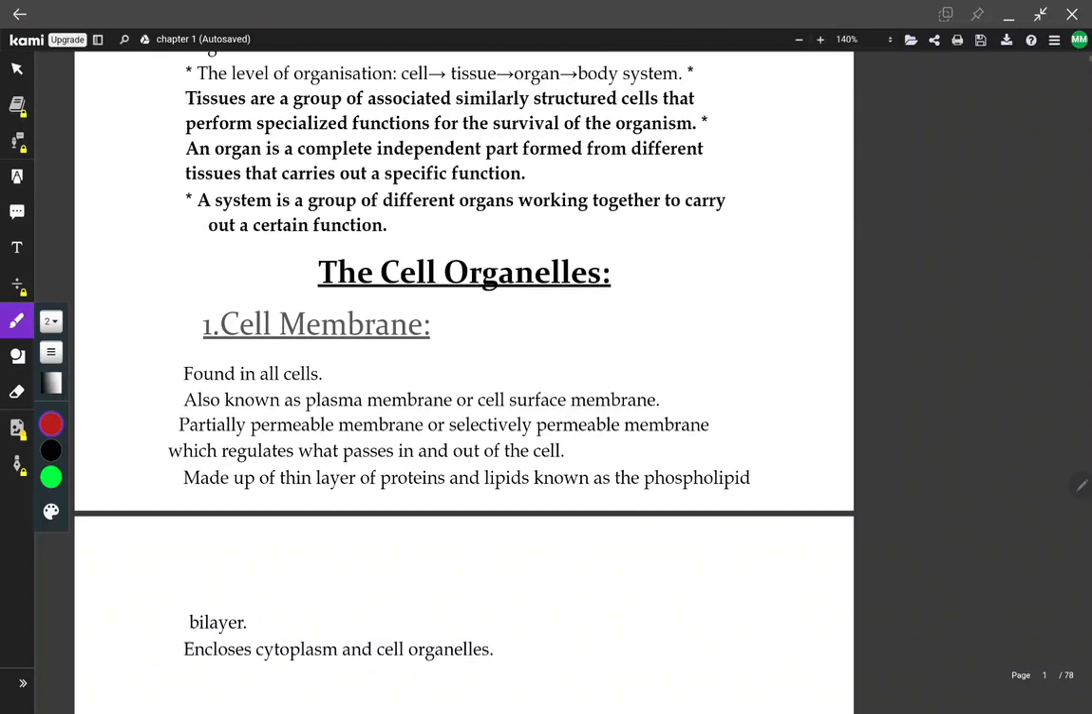The brain controls the activities of the body. The lungs are for breathing and for gas exchange. So each different organ carries out a specific function, and each different organ is made up of different tissues. An organ system or a body system consists of different organs working together to carry out a certain function. For example, the blood vessels and the heart work together to form the circulatory system, and so on.